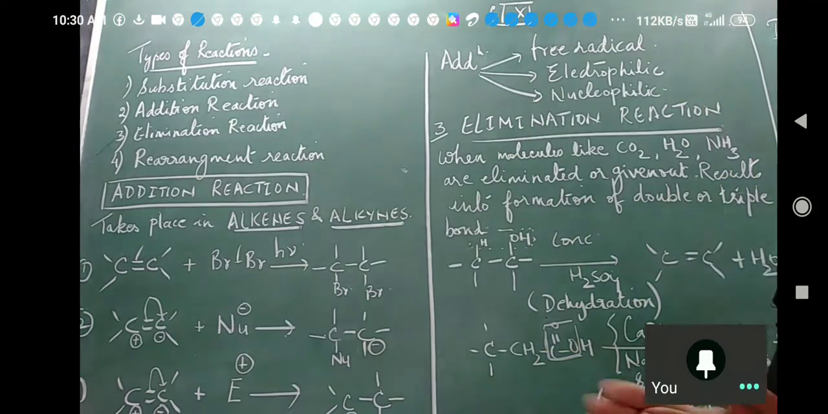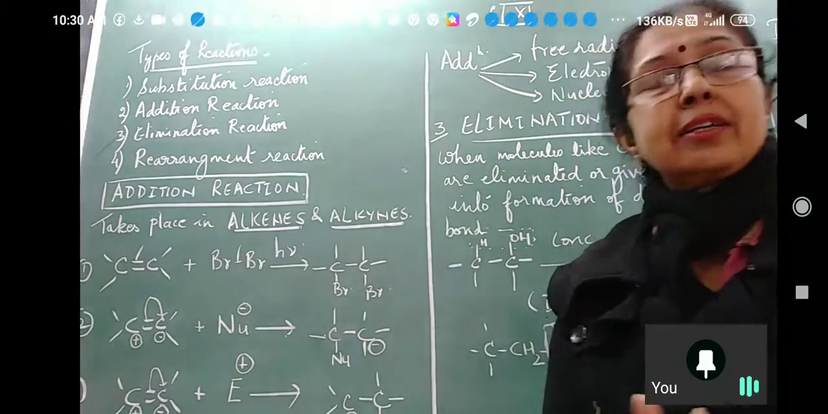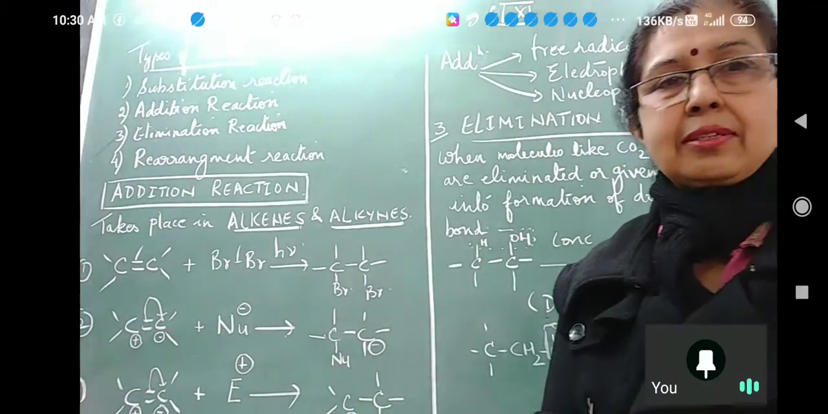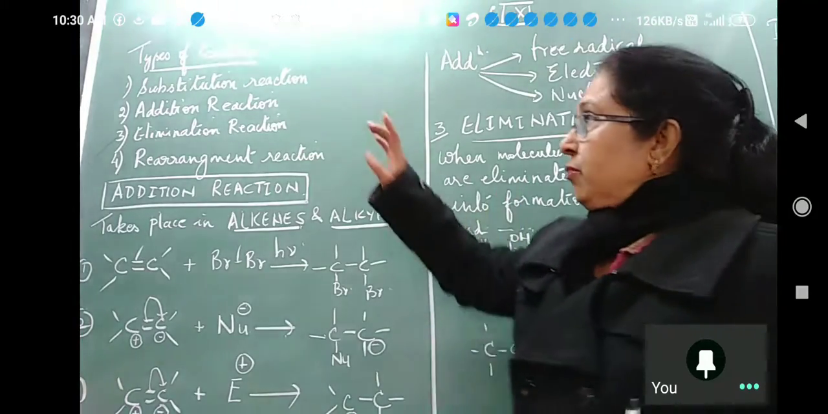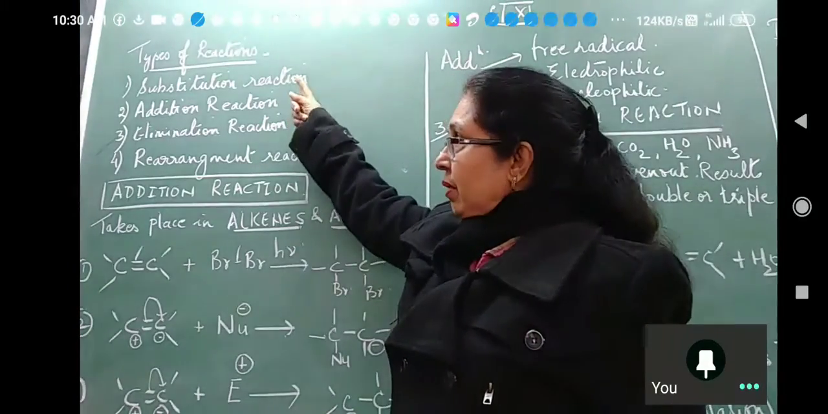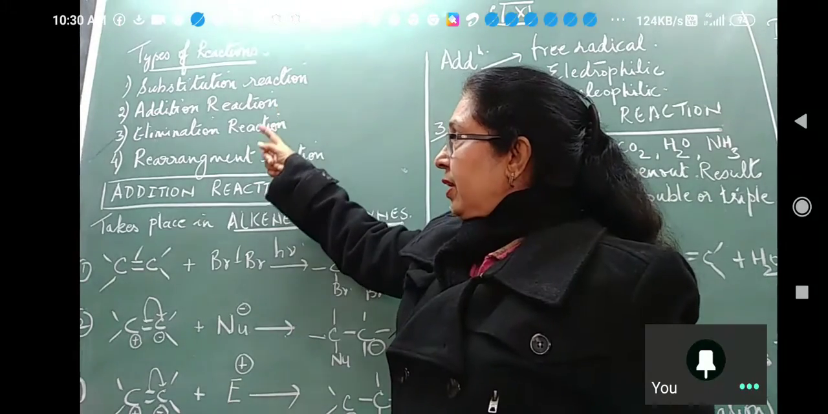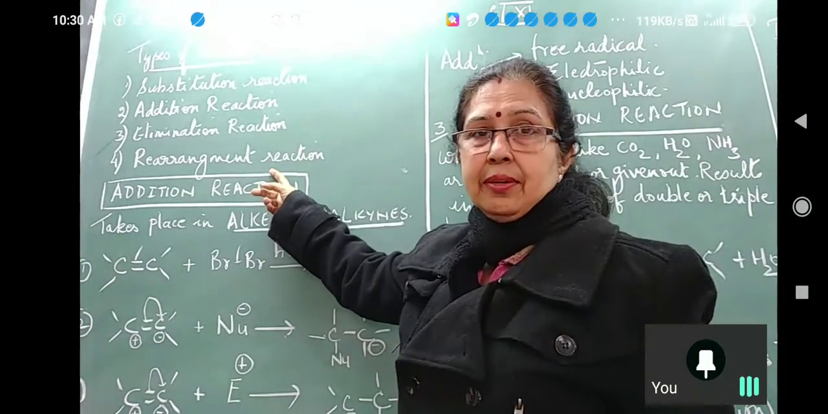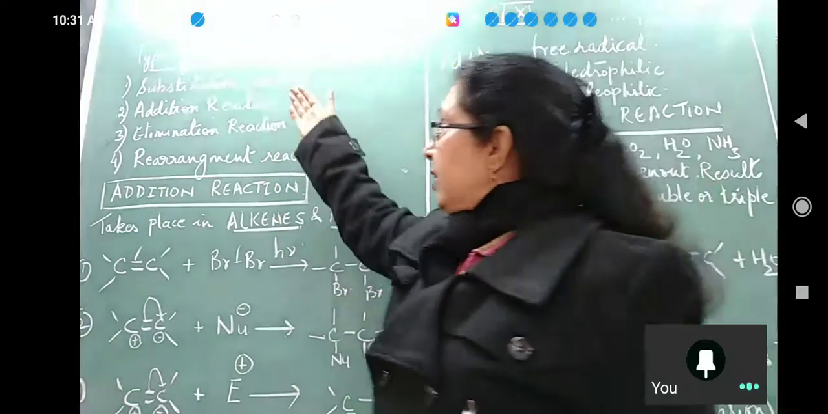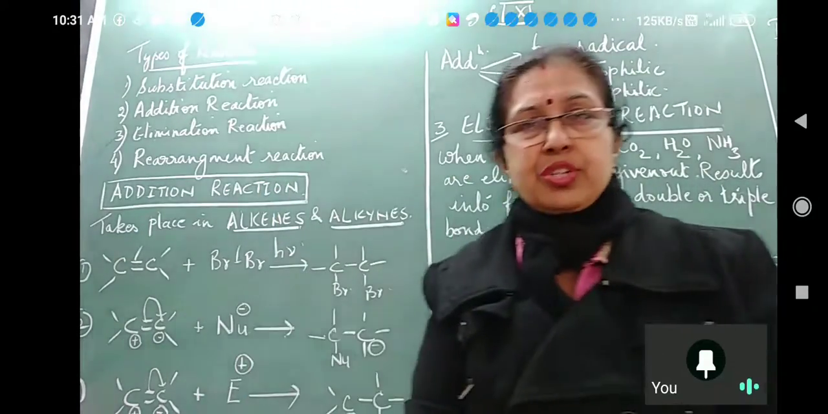We were discussing, yesterday we had discussed the types of reactions. What are the four types of reactions we have? We have substitution reaction, addition reaction, elimination reaction, and rearrangement reaction. Out of this, yesterday I had dealt with substitution reaction.